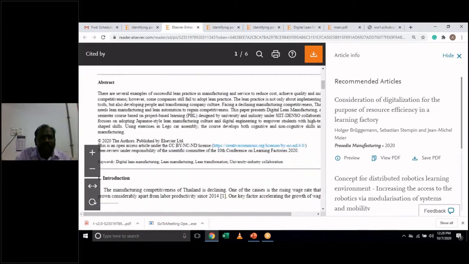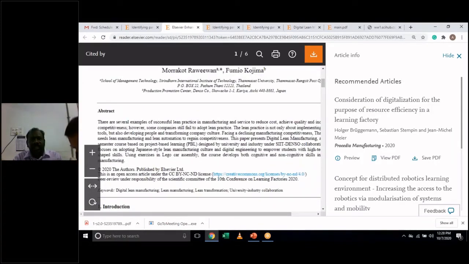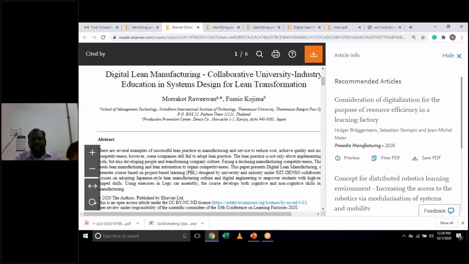Here in the research paper, the topic is digital lean manufacturing with the education system for lean transformation. There are several success stories of reducing cost and achieving quality in a competitive environment. We all know very clearly that we have been working for outcome-based education. Nowadays, without outcome-based education, it is very difficult to survive in this Industry 4.0 scenario.